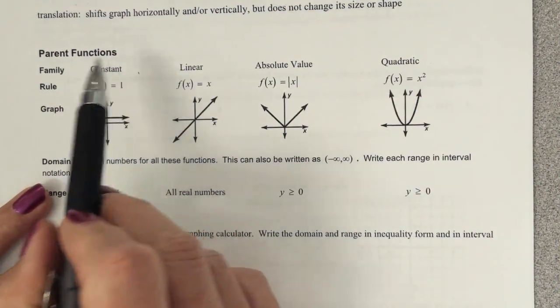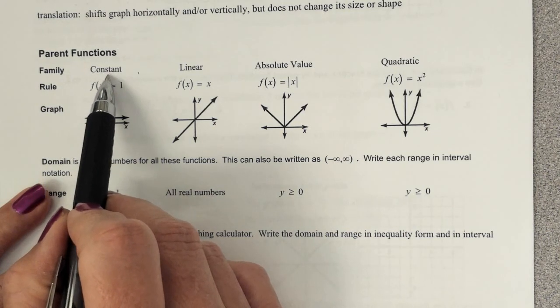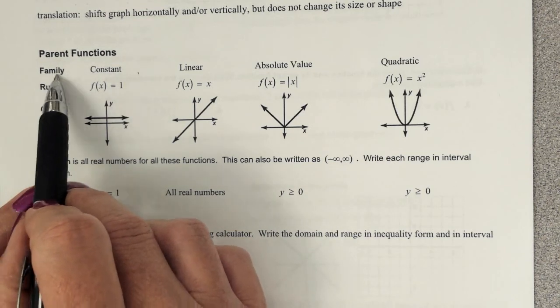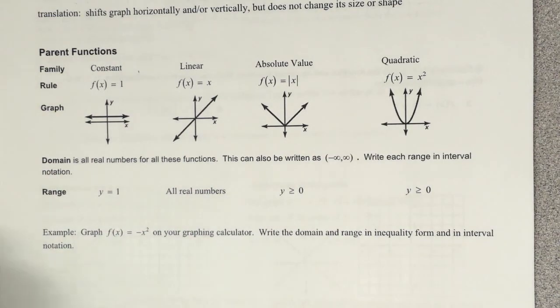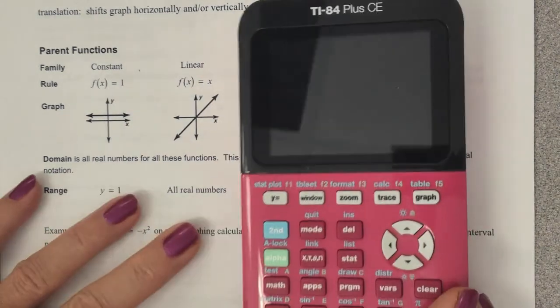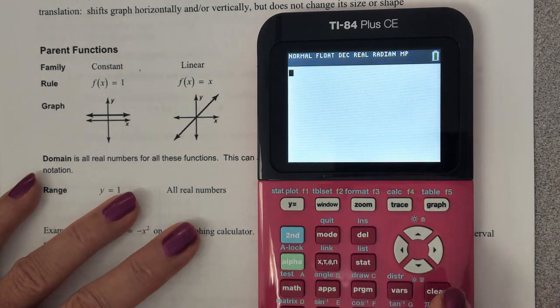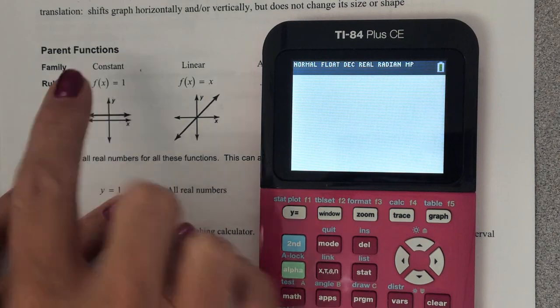So what are our parent functions? The most basic constant function right here is y equals 1. And that's our first family of parent functions. Y equals 1, y equals 2, y equals 3. While we're here, if you have your graphing calculator, you should get that out. If you don't, pause the video and go get it. I'm going to show you how to put this in your calculator.